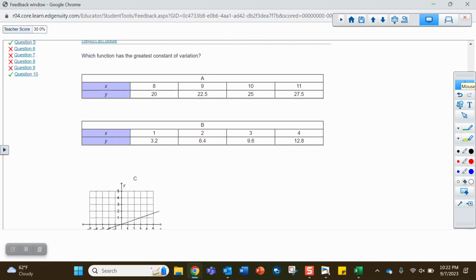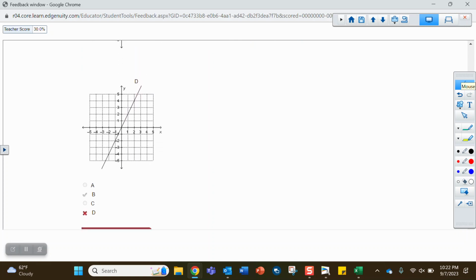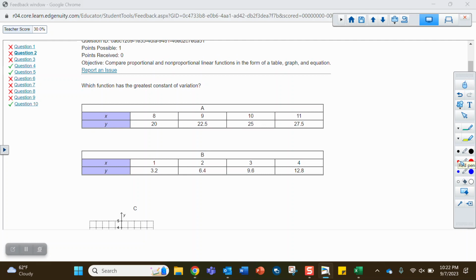Which function has the greatest constant of variation? So it says b, but I can't get this all to fit on my screen, so let's just calculate them all. On all of these, you're just taking, again, y over x. And I usually just do the first ordered pair because it's the smallest, so I have the smallest numbers to deal with. So you can do 20 divided by 8, you can use a calculator. You can just reduce the fraction and compare fractions.